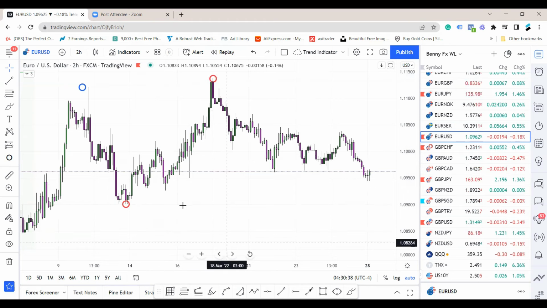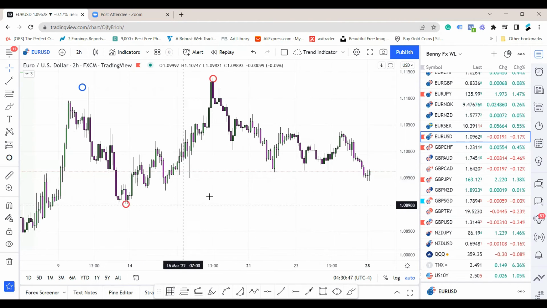Right. So this is the range. Okay. Clearly, the current price is below 50% of this range, right? So we can look for potential long, right? So where is our AOI?